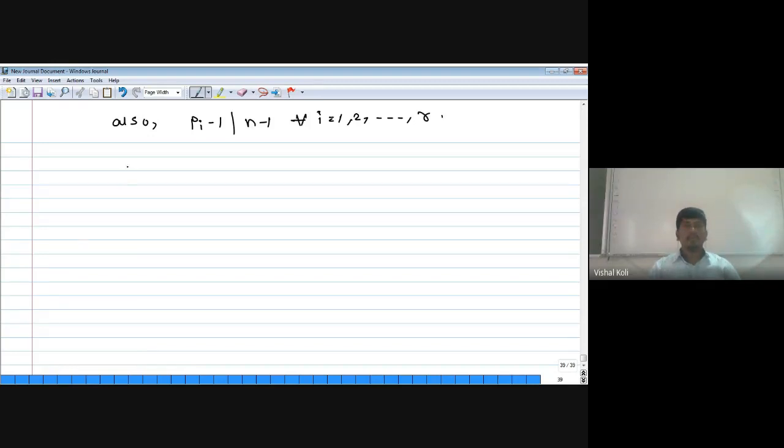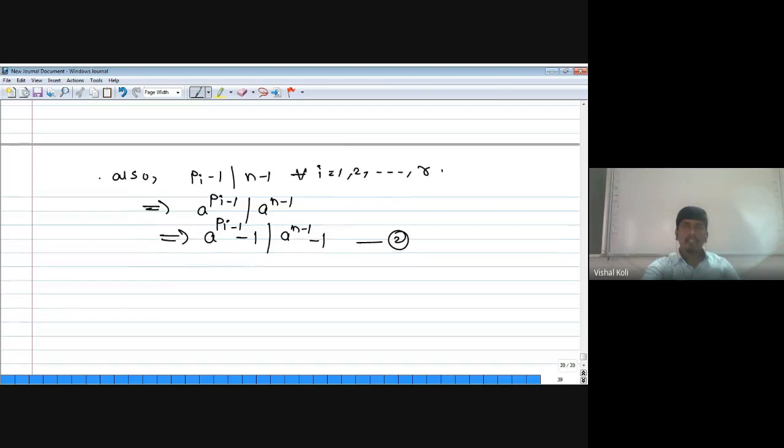Okay, so as p_i minus 1 divides n minus 1, which implies a to the power p_i minus 1 minus 1 divides a to the power n minus 1 minus 1. Take this one as equation 2.